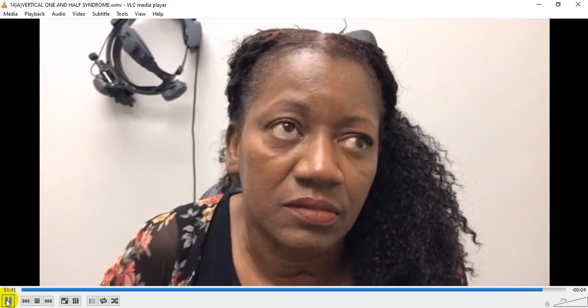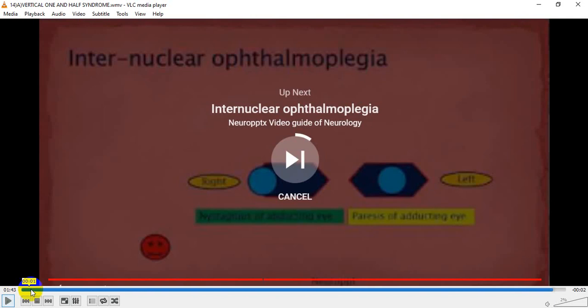Now you can see that is abducted. This is adducted but not complete. This is what is called a vertical gaze palsy.